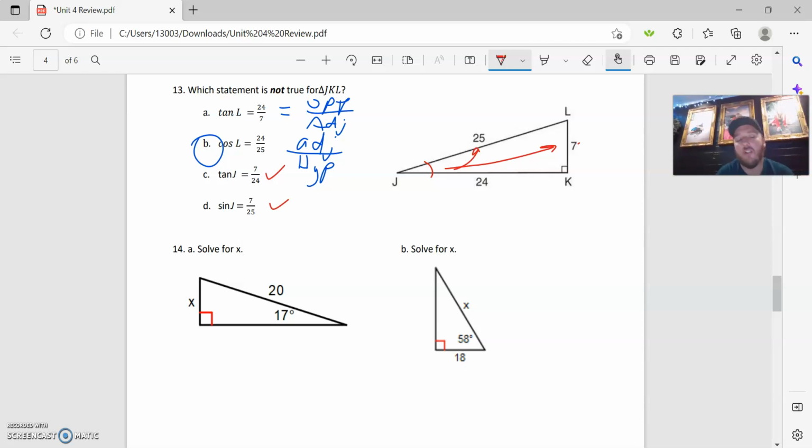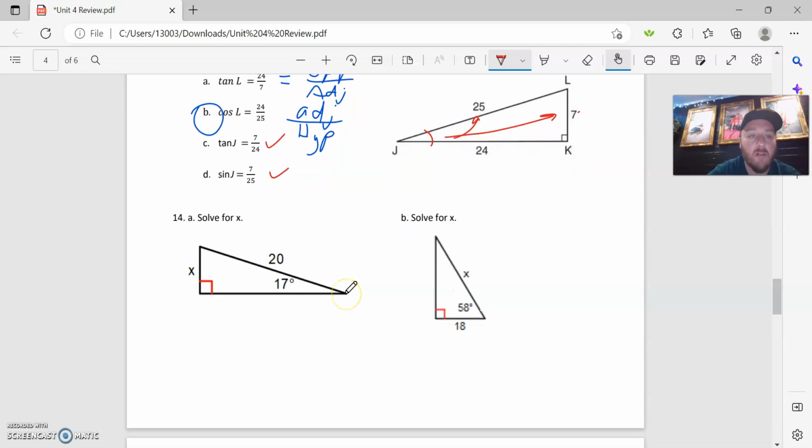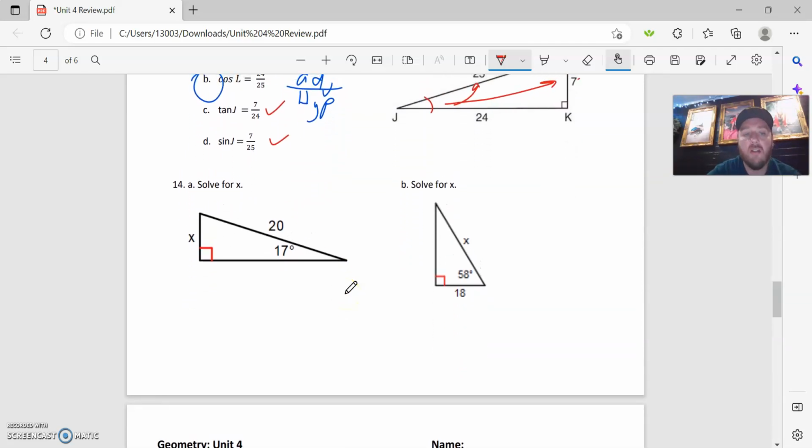So just to be extra sure, we went ahead and looked through that. The biggest reason I want to go through this one, though, is questions 14, A and B. Let's be honest, I've had probably the most questions over these types of questions that I've had all unit. So here's how you go about doing this, you guys.